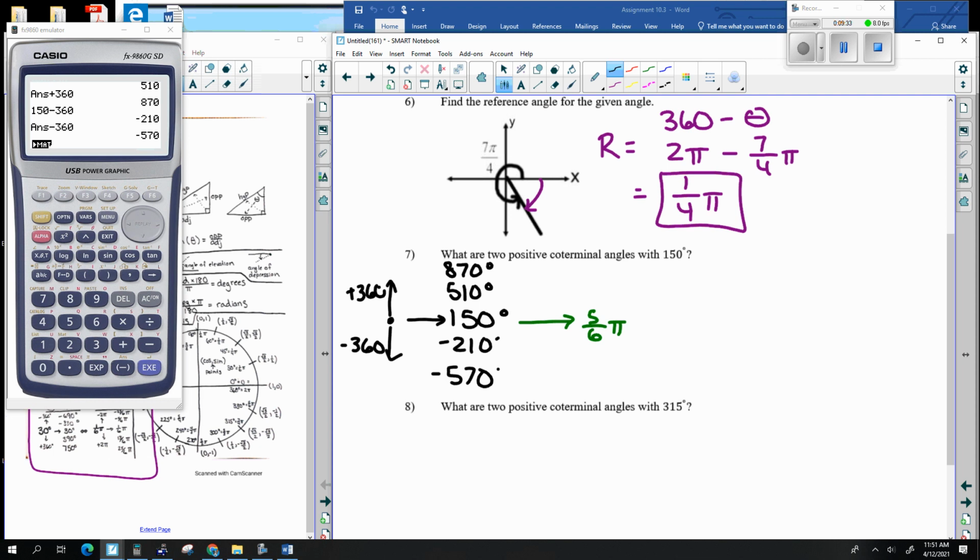Okay, I do that to the radians as well. So I add circles. So AKA I add 2 pi to it, or AKA 2. So 5/6 plus 2, plus 2, and then 5/6 minus 2.